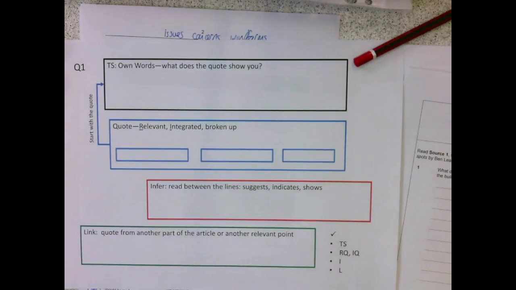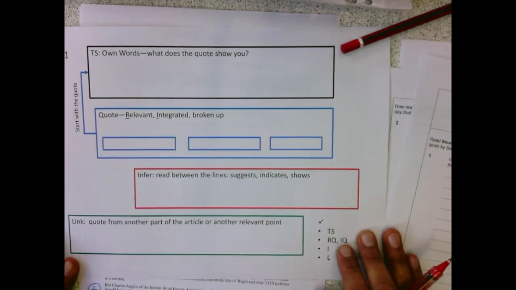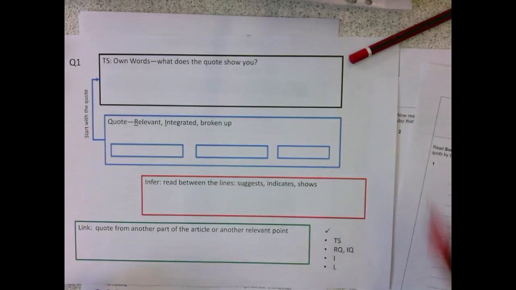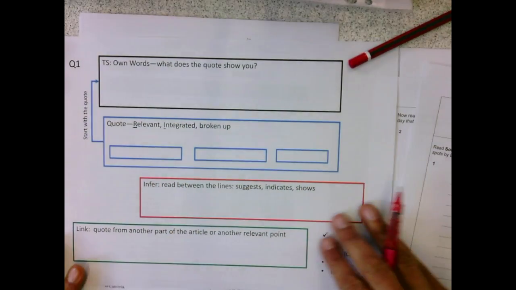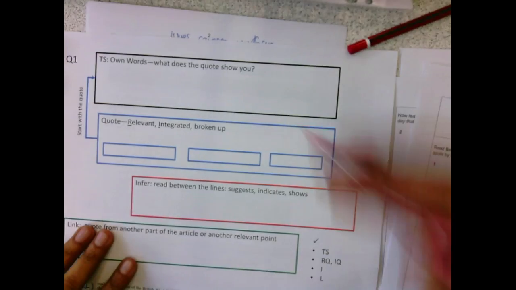Okay, in this video, we're going to try and put together a paragraph. Now, for question one, if we remind ourselves of the success criteria, what we need is a topic sentence in our own words. What does the quote show you? And what we're going to learn about in this article, of course, is wind farms.